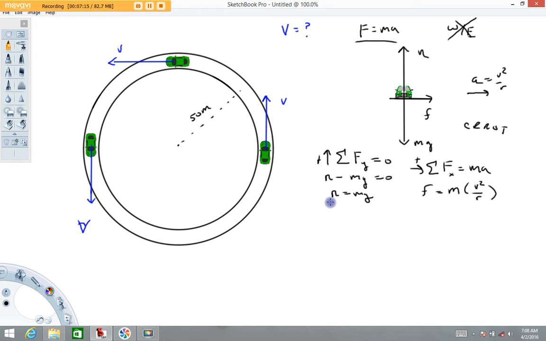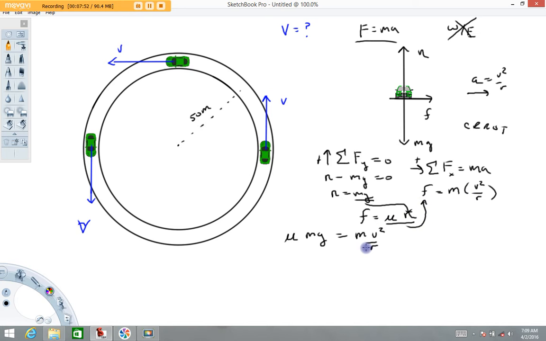Next, we've got to know how the frictional force and the normal fit together. They're related by the coefficient of friction. The frictional force is equal to the coefficient of friction times the normal. That's going to allow us to put these two equations together. So this one is now going to read coefficient of friction times the normal, and where the normal is, I'm going to put mg, equals mv squared over r. That's the frictional force, which is coefficient of friction times the normal. I went ahead and put that there, and rewrote the equation.